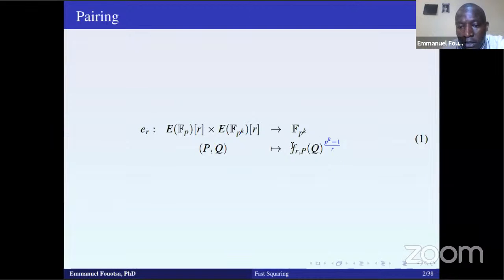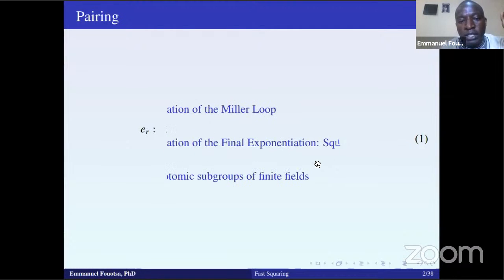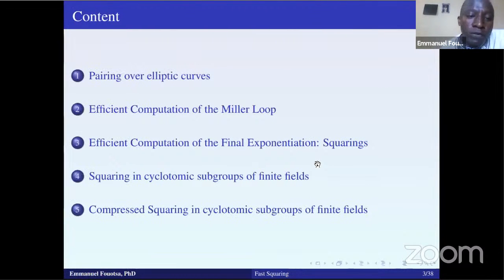The evaluation of f_{r,P} is one step, and then raising the result to the power (p^k - 1)/r is what we call the final exponentiation. I'm going to explain, and give details on, one algorithm that enables a faster exponentiation in this case. To ease my presentation, I will briefly revise what a pairing over elliptic curves is. Maybe I will say something about efficient computation of the Miller loop to obtain the value of the function f_{r,P} at the point Q that I just showed you.